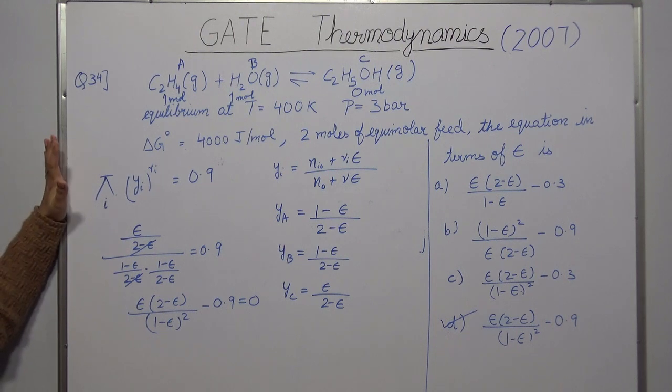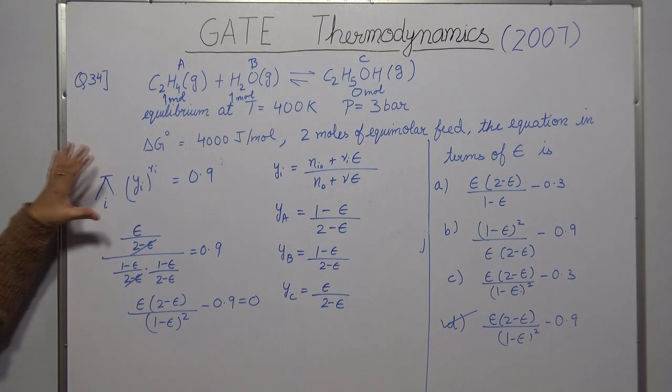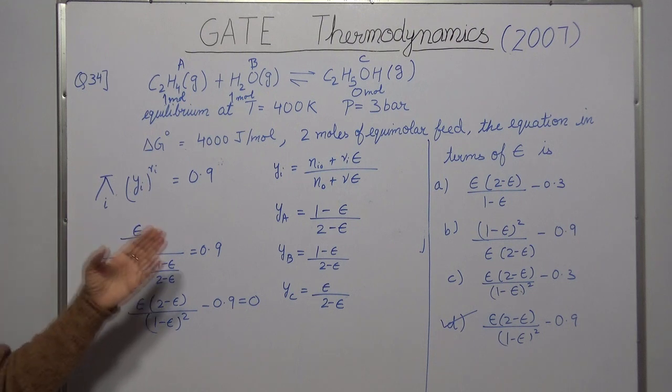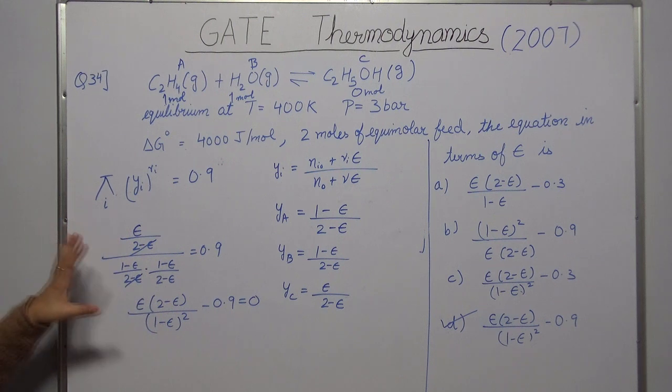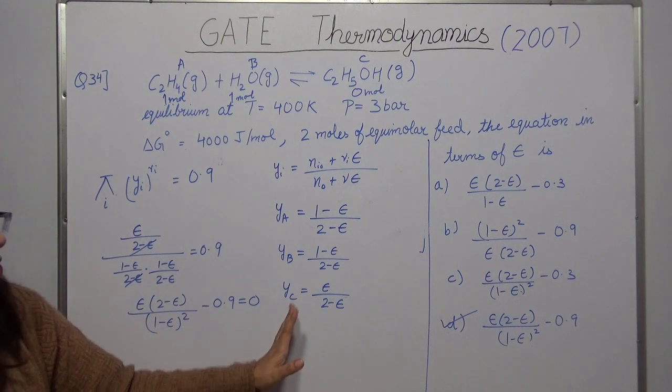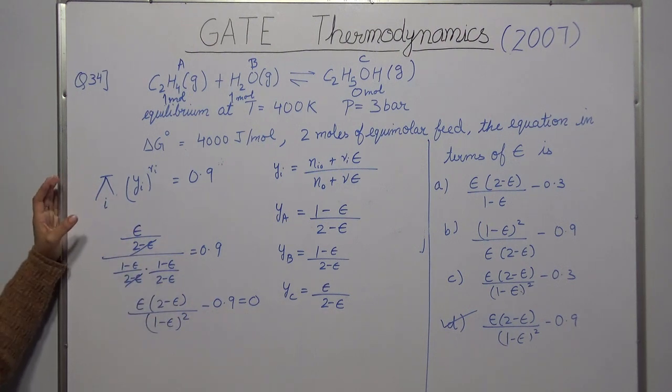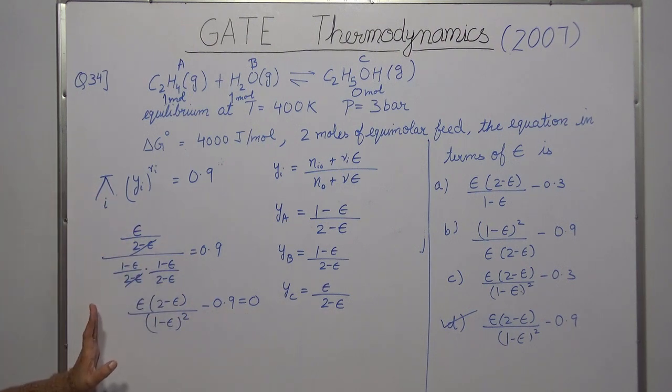First of all, write down the general equation, then simplify it according to your question. Then go ahead and find the value of K, which was 0.3 in this case, and then write down all the mole fractions in terms of your extent of reaction. Plug everything back in your original equation and then solve it. Okay, so very simple question.